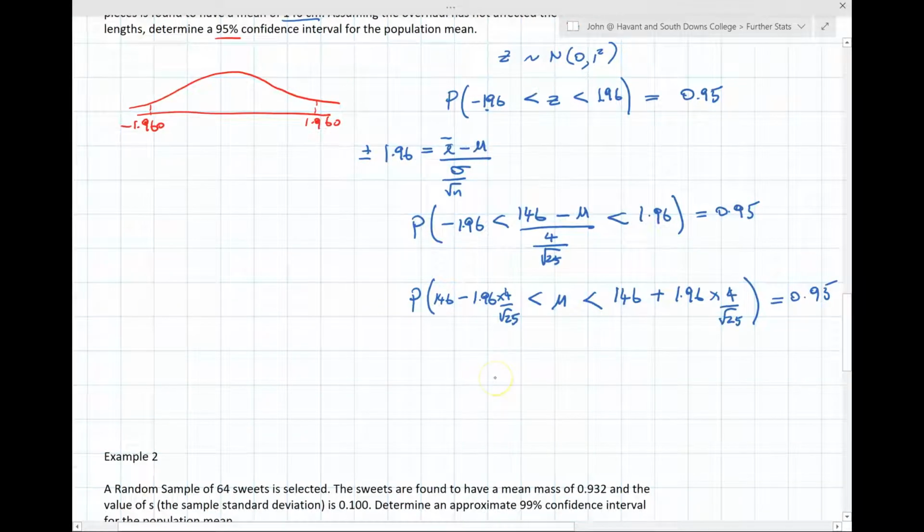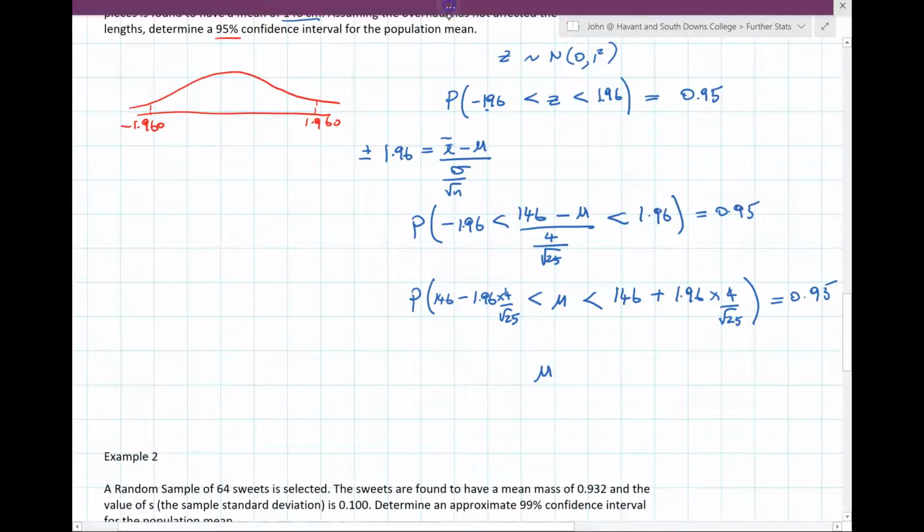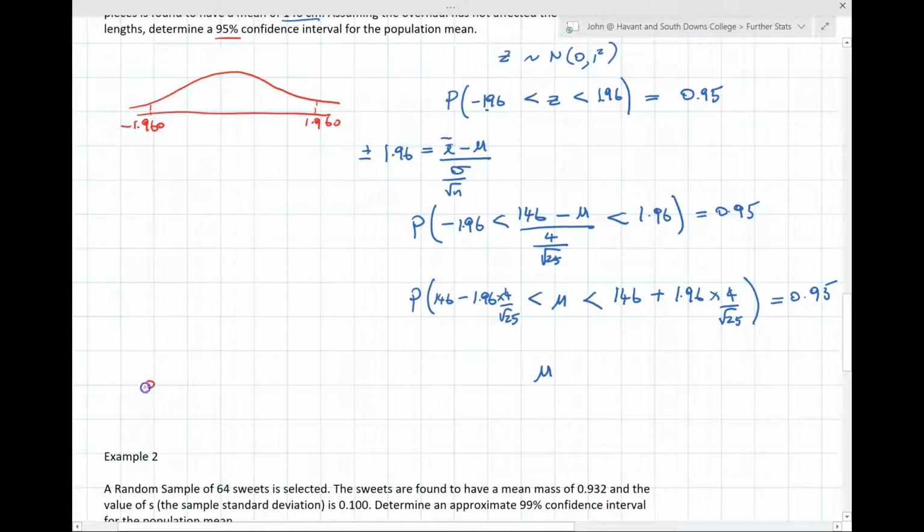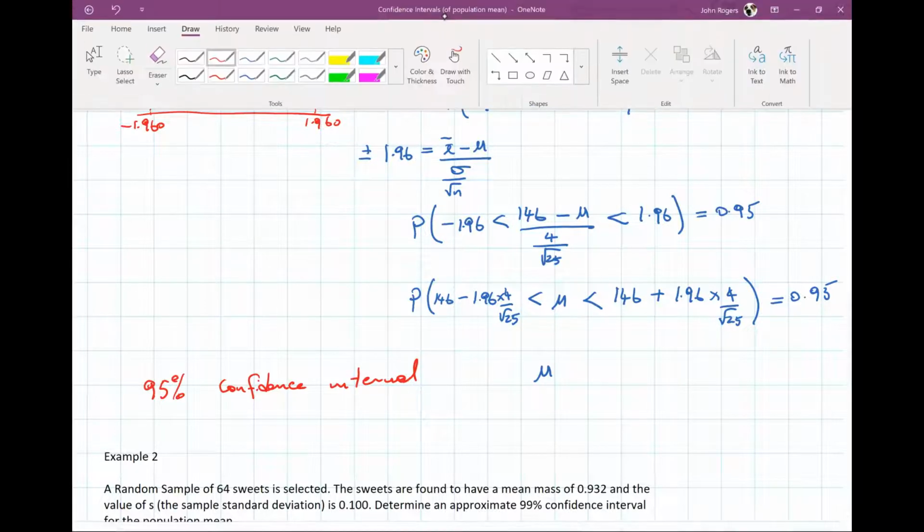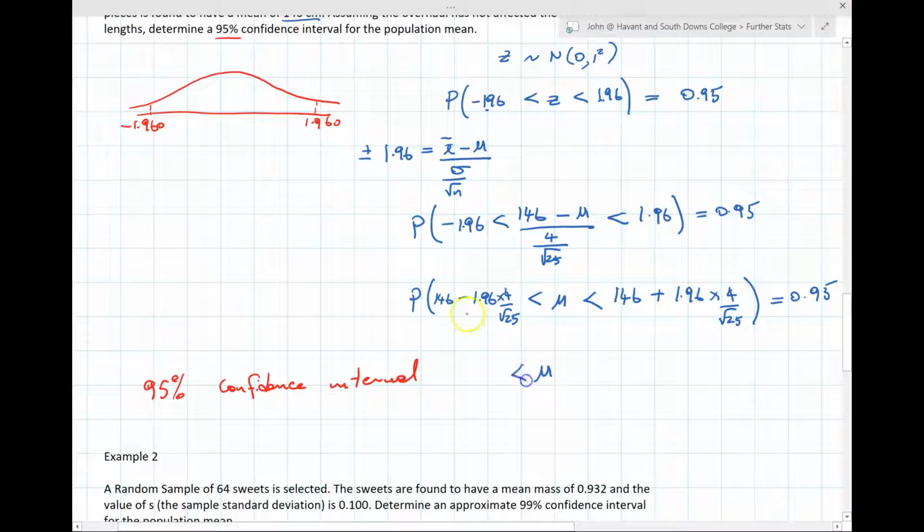So now we can just go to our confidence interval and work those out. The 95% confidence interval for mu, just working these two numbers out, is approximately 144.4 to 147.6.